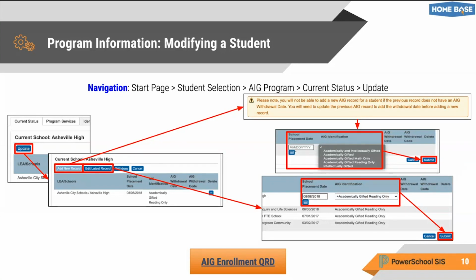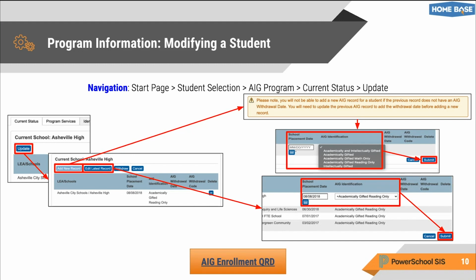Awesome. So now we get into modifying a student. Once a student has been identified, there are a few different scenarios in which you might modify that record. If you, for some reason, need to add a new record, for example, if their identification code changed or something like that, you would hit the update button as shown in that first screenshot on the far left.